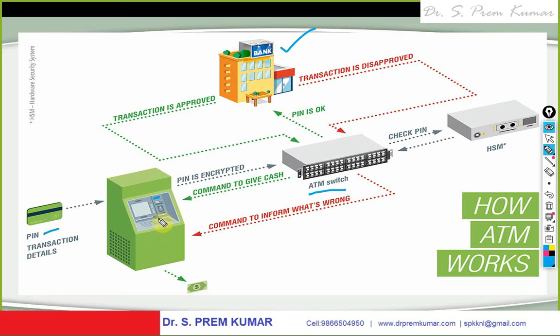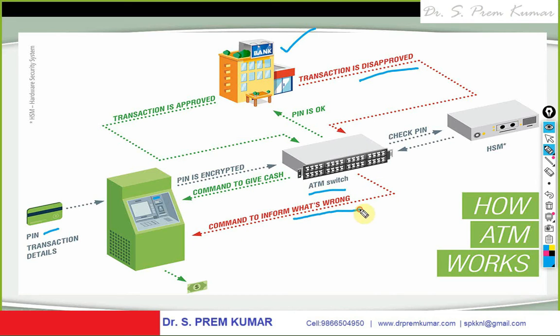Suppose I inserted the card and I entered a wrong PIN. That implies I am not the right person. Immediately that information goes to the ATM switch, and from the ATM switch it goes to the centralized bank, and this centralized bank server will look into that, and the transaction is disapproved if it is a wrong PIN. Or sometimes I will enter 50,000 rupees, but in my bank I have only 20,000 rupees. Then the transaction is disapproved. It comes back to the original ATM machine through the ATM switch.